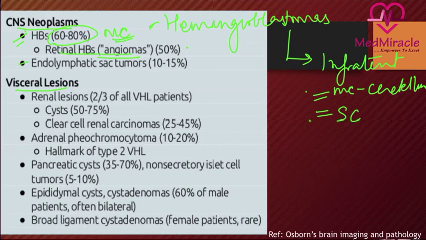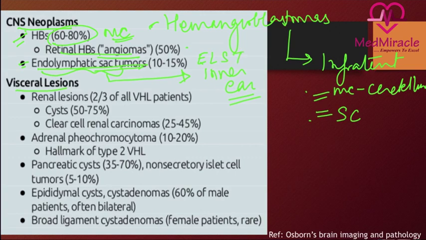Next CNS neoplasm is endolymphatic sac tumors. As the name suggests, the location is the endolymphatic sac. If you can recall, it's a part of the inner ear. So the endolymphatic sac of the inner ear will produce these destructive, highly aggressive lesions, which are in short called ELSTs, that is endolymphatic sac tumors.